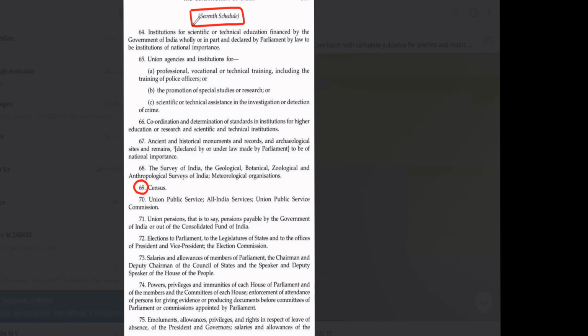Along with it, I want you to look at elections also, because this time we had our Lok Sabha election. Election to Parliament, election to the legislature of the state, offices of the Prime Minister and Vice President, and the Election Commission, all these are dealt with in List 1 of the Constitution, where it is the responsibility of the Centre to do all these things. So the census, please check it.